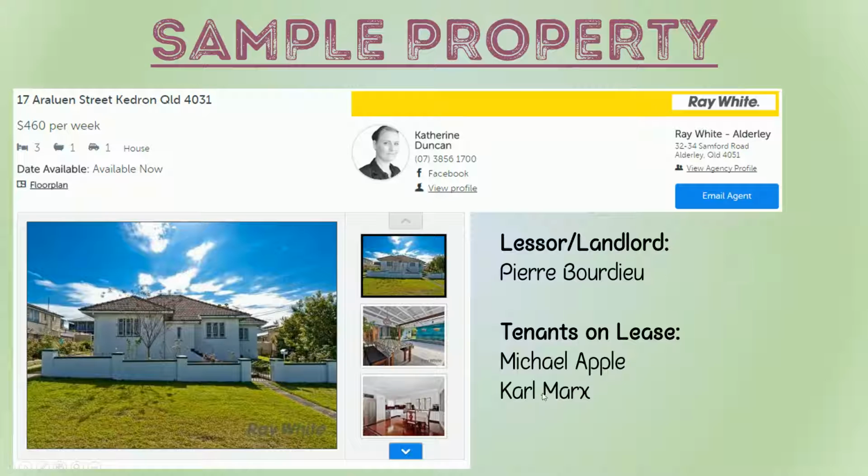So Michael and Karl have gone along to the open home. They've contacted Catherine, gone along to the open home and decided that they really like this property, so they've put an application in. And Catherine's processed their application, called up their referees, and called them to say that they've been successful with their application. So what we're going to do is look at what Michael and Karl will do with the rest of the paperwork.